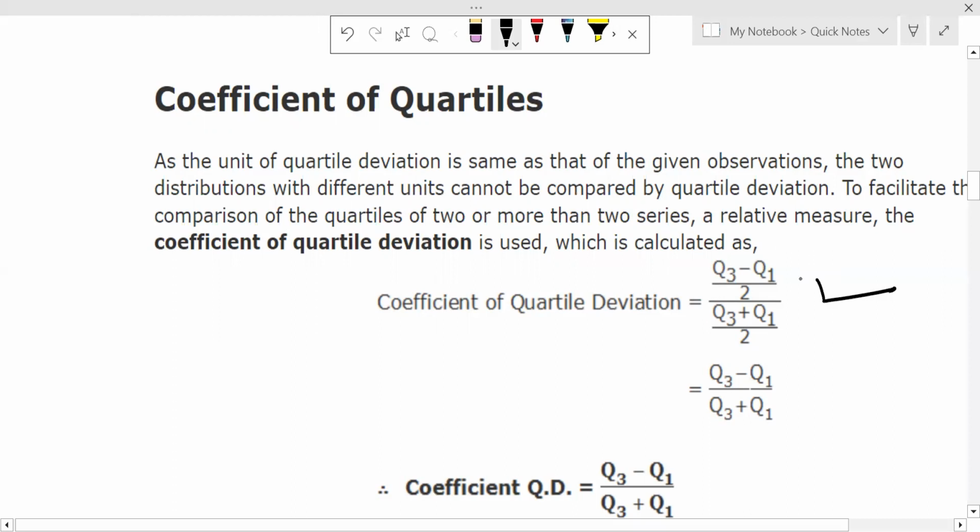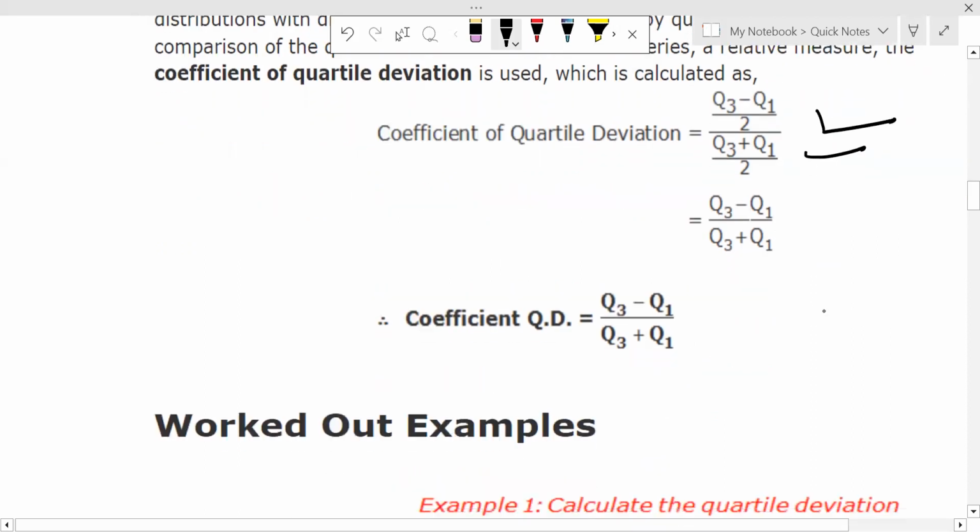For the calculation, the quartile deviation is Q3 minus Q1 divided by 2, and the semi-sum is Q3 plus Q1 divided by 2. The coefficient of quartile deviation is Q3 minus Q1 divided by Q3 plus Q1.